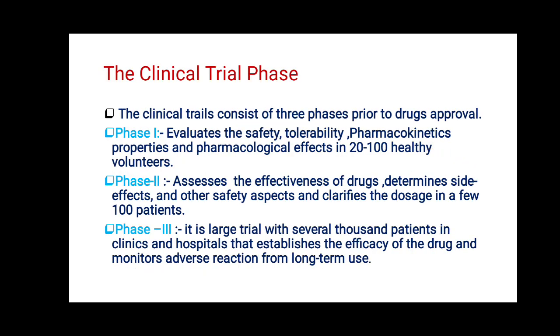Next, the clinical trial phases. If the lead compound or drug is discovered, there are 3 phases, which we call clinical trial phases. The clinical trial consists of 3 phases to drug approval, that is phase 1, phase 2, phase 3. In phase 1, we evaluate the safety, tolerability, pharmacokinetic properties and pharmacological effect in 20 to 100 healthy volunteers.